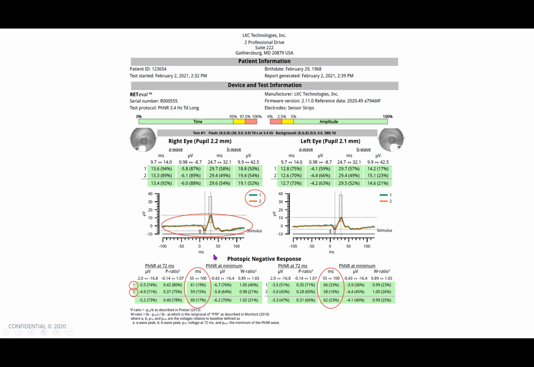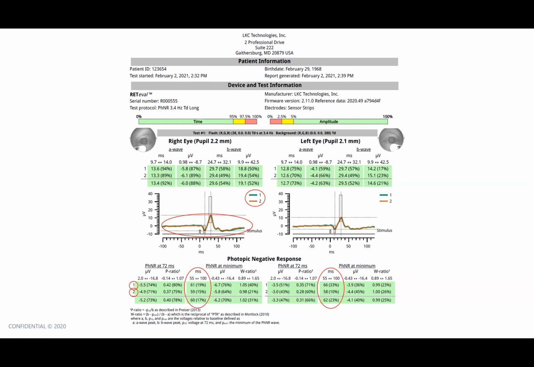First thing I look at is the implicit time in milliseconds. What you're looking for is times that are not slow. And in this particular case, 19th, 15th percentile on the right eye, 33rd, 10th percentile on the left eye, well within the green, good responses here. If these values were highlighted in yellow or red because they were significantly slow, I would be concerned that this patient may be developing glaucoma.